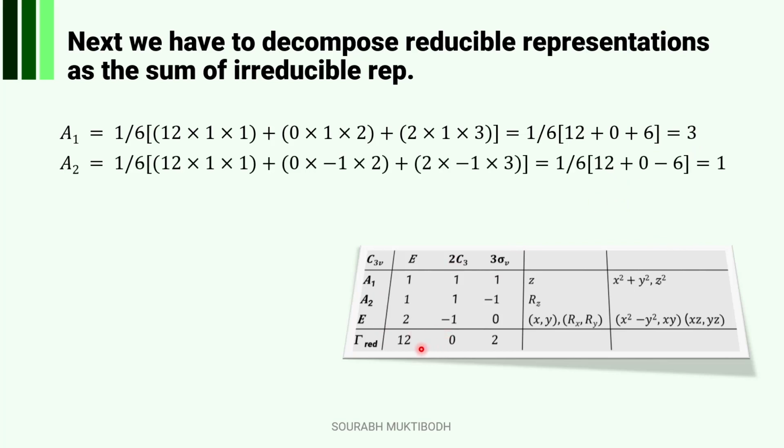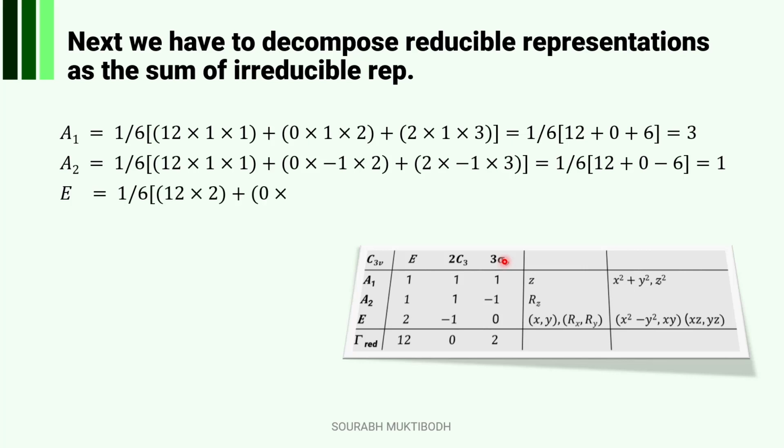If we talk about A2, just look at this: 12 into 1 into 1 is 12, plus 0 into 1 into 2 is 0, plus 2 into minus 1 into 3 is minus 6. So the total is 6, and 6 by 6 is 1. So A2 comes once in this expression.